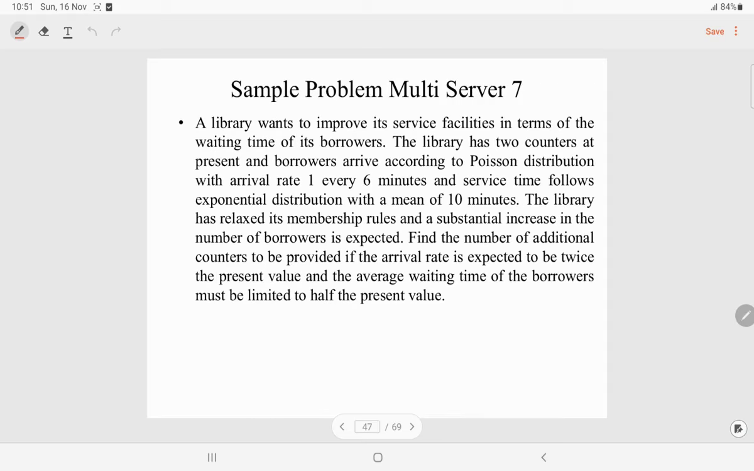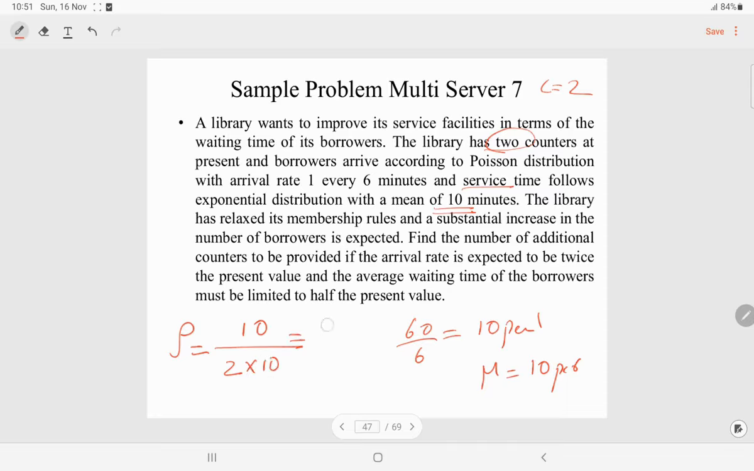Now moving on to another question. A library wants to improve its service facility in terms of waiting times for borrowers. The library has 2 counters, so C is equal to 2, with an arrival rate of 1 in every 6 minutes. That means 60 divided by 6, which is 10 persons coming per hour, and the mean service time is 10, that means mu is equal to 10 per hour. Considering these, rho is equal to 10 divided by C into 10, that is 10 by 20, which is less than 1.